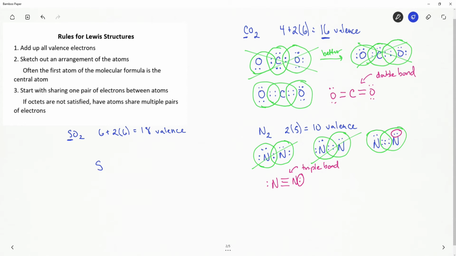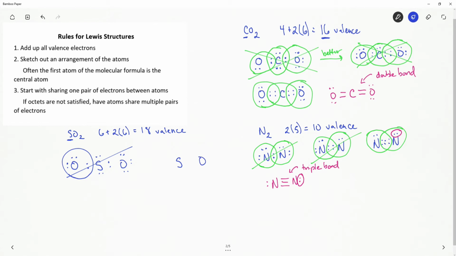So sulfur, oxygen, oxygen. Okay, I'll start by sharing 1 pair of electrons. So that's 2, 4, 6, 8, 10, 12, 14, 16, 18. I don't think this is going to work because I can already see that that oxygen only has 6 electrons. Okay, so no good. Let's try again.